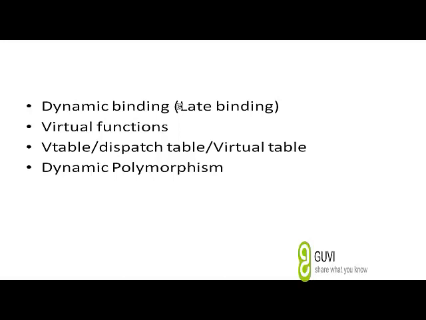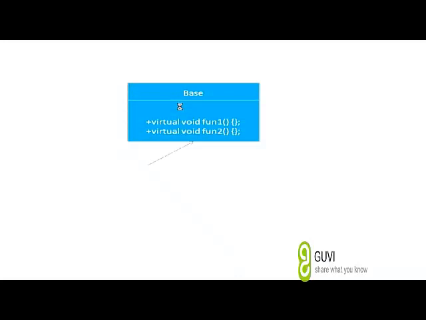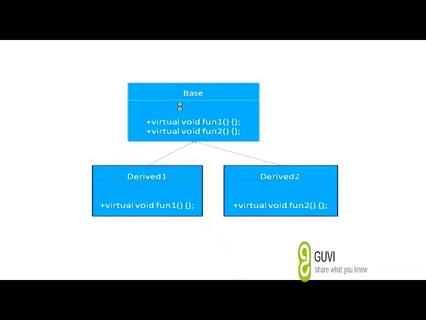Here's a simple example for virtual table. A base class is taken with two derived classes, derived 1 and derived 2. Two functions, void function 1 and void virtual function 2, are specified under the base class.